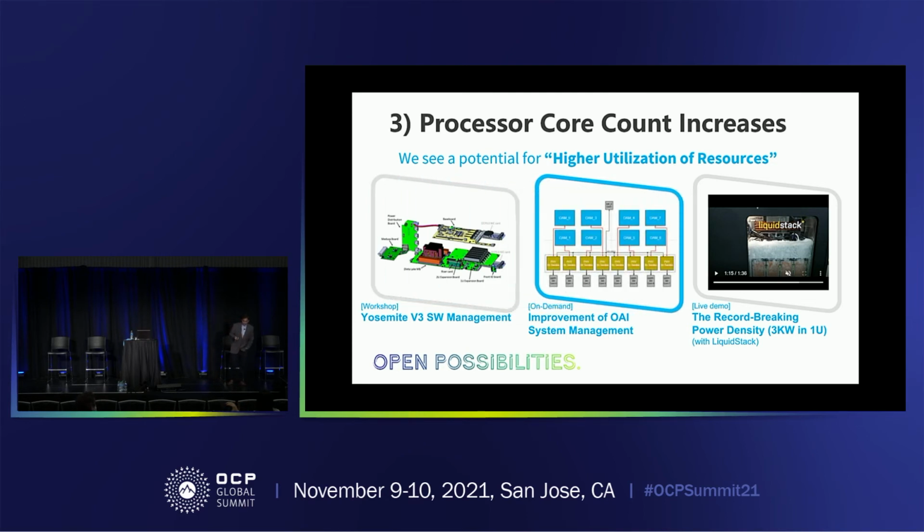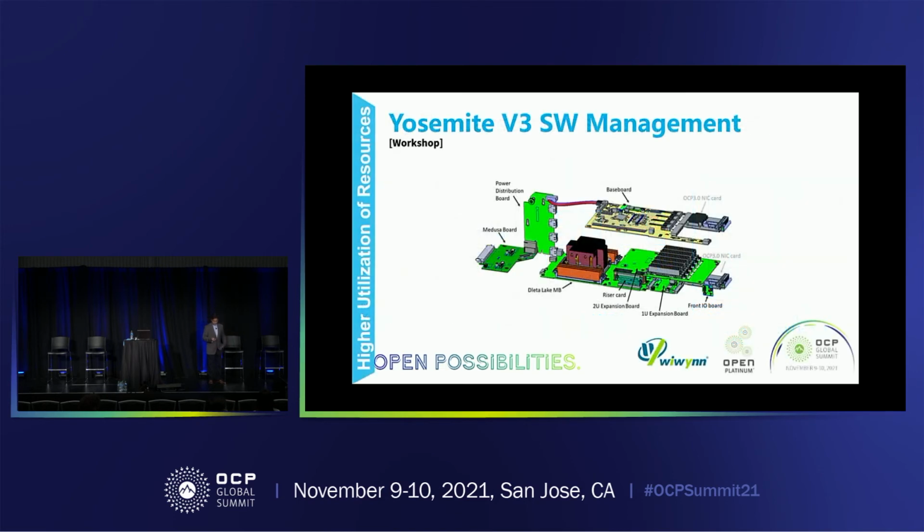Okay. So the second one is the improvement of OAI system management. And then the third one is, we have a live demo on the record-breaking power density. It's 3 kilowatt in 1U. This is another immersion cooling showcasing that we're doing. It's a mid-level immersion cooling tank that can cool up to 6 kilowatts. So let me go into detail into one of these. Like I said, I think I went into the detail of this one already. So let's go to the second one.